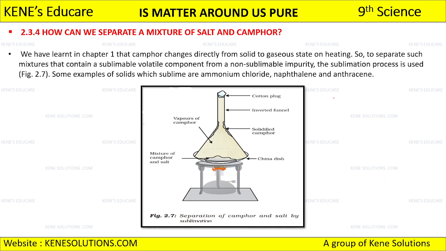So see what exactly is done over here. We have the china dish. Inside that we are going to keep the mixture of camphor and salt. Then we have to burn it, keeping a funnel on top, and that funnel should be plugged with a cotton plug on the top, if you can see, right? So you will see that the vapors of the camphor will get collected on the top, whereas salt will remain in the china dish itself. So this is how, using the process of sublimation, we can easily separate the mixture of salt and camphor. Got my point, everyone?